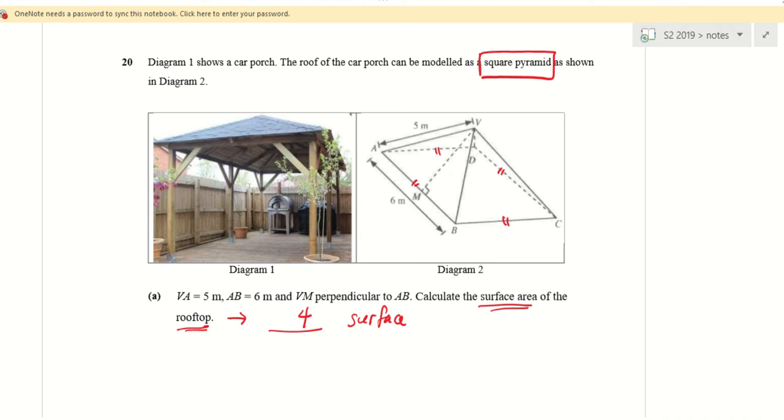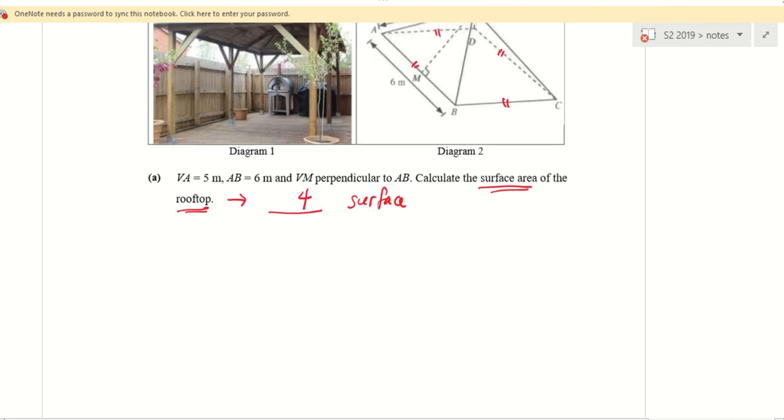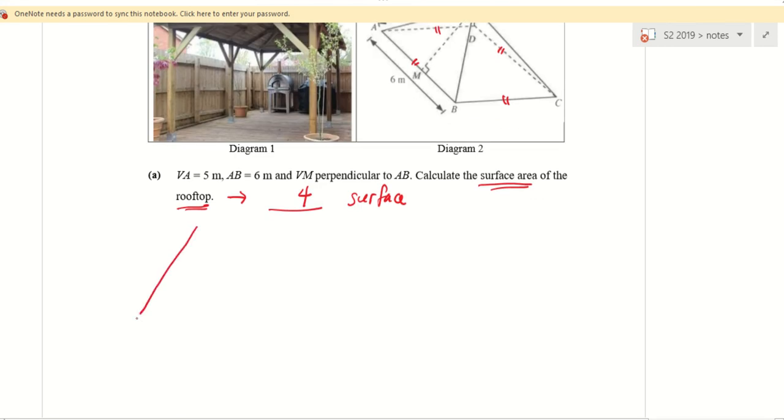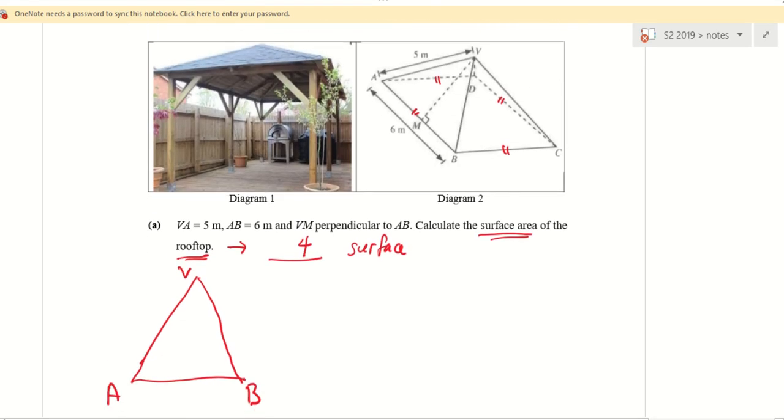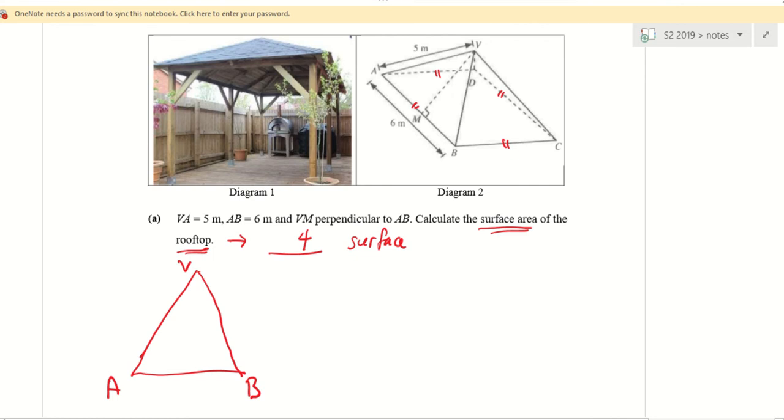Can follow? Now my question, I want to find out one triangle. Can everyone draw this triangle here? Like that. Can everyone fill in the length for us? What length do you know? Draw as well, Isabel.